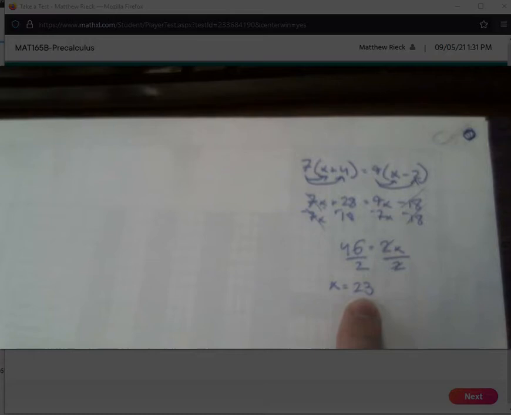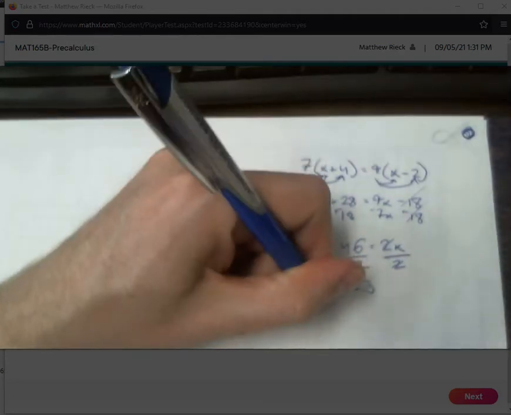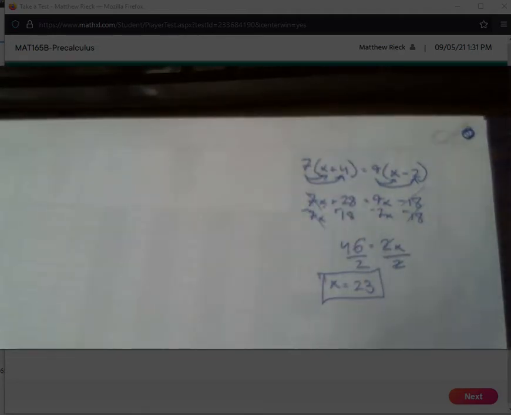And again, these types of problems are really nice because they have a built-in check. If you're ever curious as to whether you have the right answer or not, you can always go back and just plug it into your original equation. So here we have 7 times 23 plus 4, which equals 189. And if I do 9 times 23 minus 2, I also get 189. So that checks out, and that is going to be my final answer there.